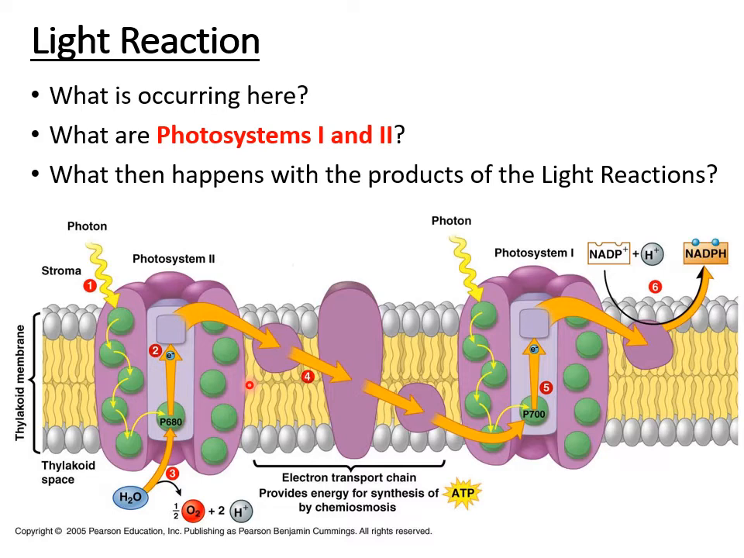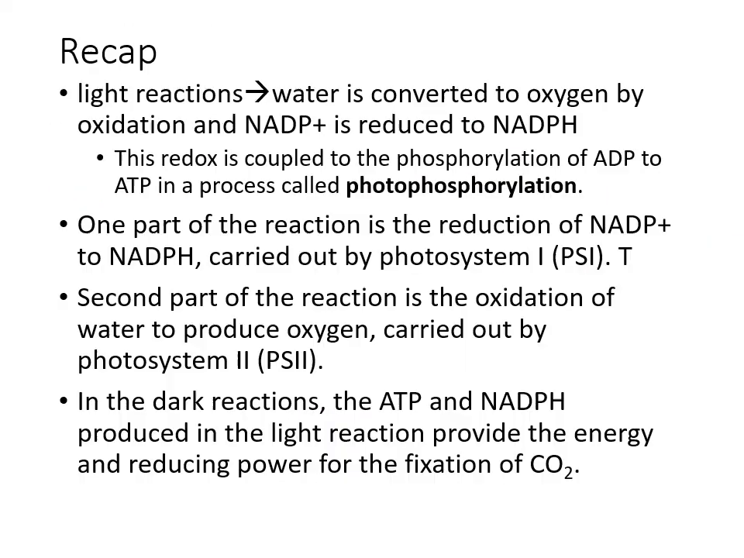What's important about the results of this photosystem and the light reactions is that the products from here are then going to go into the dark reactions. So the ATP that's produced and the NADPH that's produced by these light reactions will then lead into the dark reactions to give reducing power and energy for the fixation of carbon dioxide into the carbohydrate. Here is the recap of the notes that I was speaking on in the previous slide.